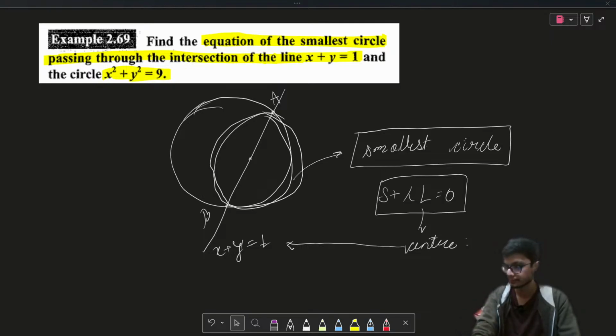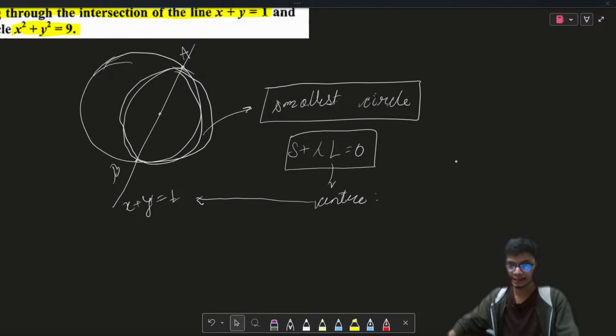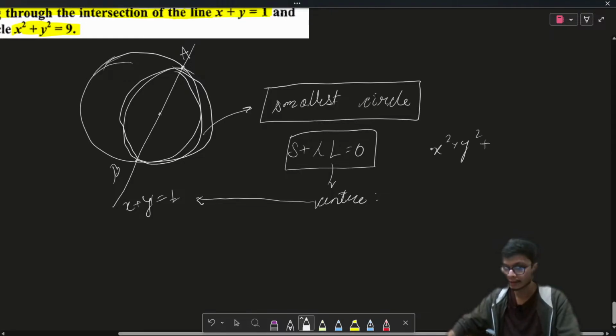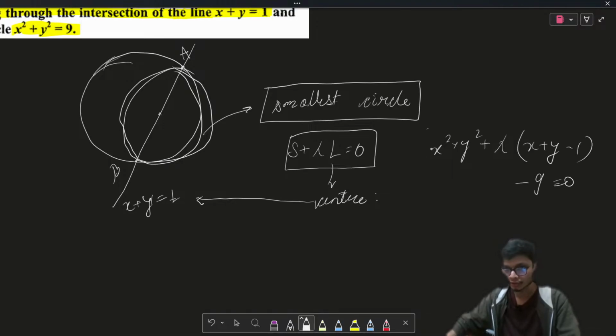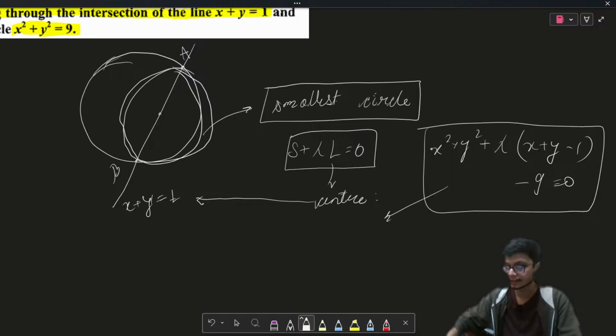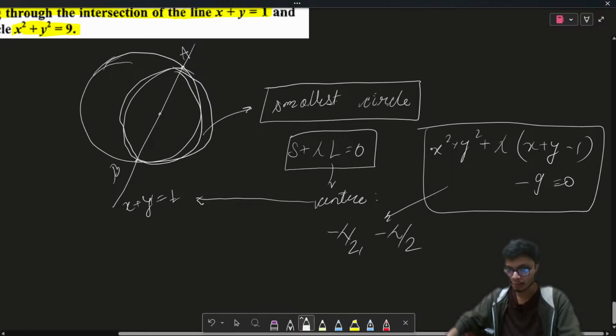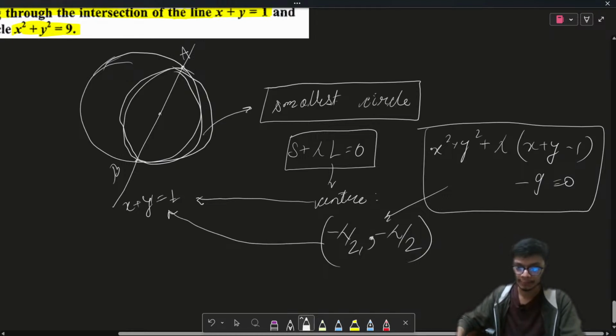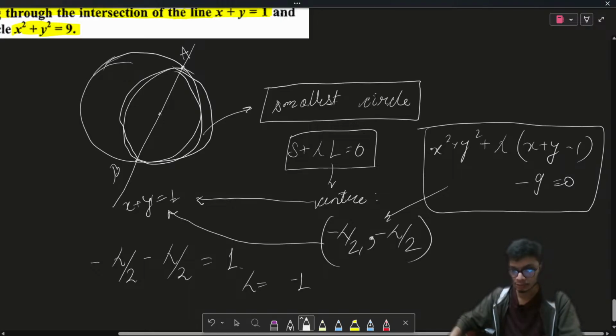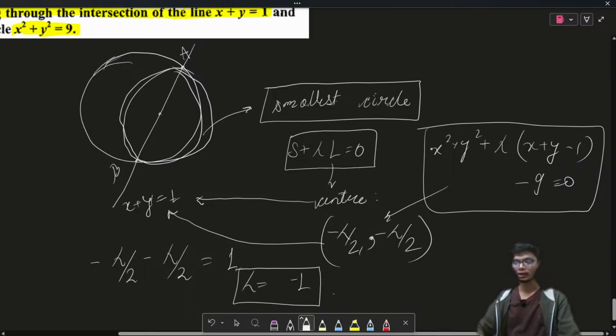All right. So if you try to find this equation in the family of lines, what you will obtain is something like this: x squared plus y squared plus lambda times (x plus y minus 1) minus 9 should be equal to 0, right? So from here, the center will be minus lambda by 2 comma minus lambda by 2, right? And this should lie on the equation of the line AB. So from here, I will obtain minus lambda by 2 minus lambda by 2 equals 1, which will basically give me lambda equals minus 1, right? Lambda should turn out to be minus 1.